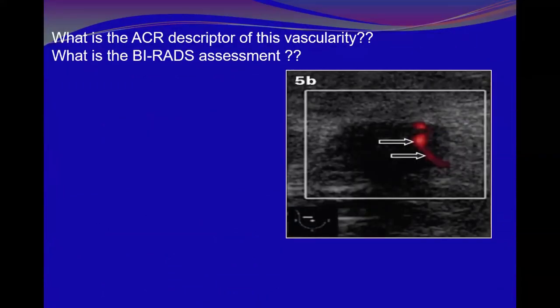Okay, what is the vascularity descriptor here? Internal, penetrating. Intralesion, yes, intralesion or intramass. Is it suspicious or benign? Suspicious. Excellent. Why is it suspicious? Feeding vessel? Yes, it is feeding. It is a large feeding vessel.